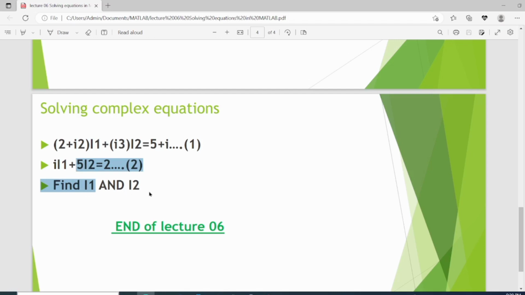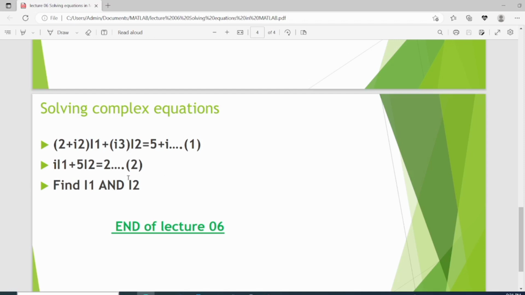So now just write this equation in matrix form in MATLAB, and then you will get the simple answer. You should write 2 plus i2 in the matrix in the first row, first column, and then i3, and then i, plus 5. Then matrix B must be equal to 5 plus i in the first row and 2 in the second row, and matrix X is equal to the inverse of A into B. So you will get the values of I1 and I2. These two will be the currents.